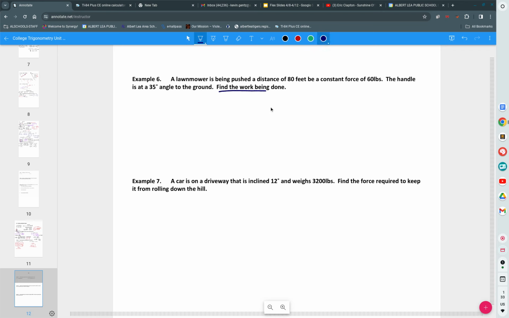I see this type of problem, and I need an equation for work. What is the equation for work? Force times distance. Great, we got that out yesterday. So we need a force vector and a distance vector. We're going to draw a little picture because life is always fun when we have pictures.